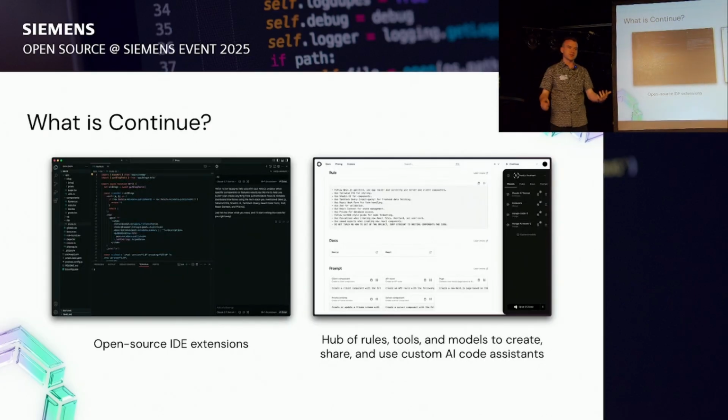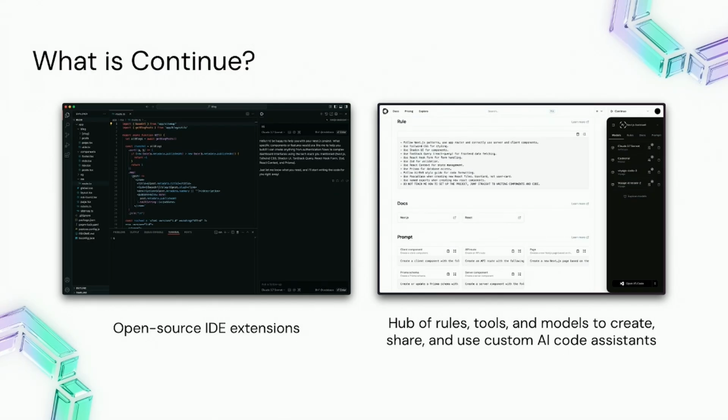And so very quickly, I'll answer a couple questions in case you're brand new. What is Continue? As Roger mentioned, it's an open source IDE extension, currently in VS Code and JetBrains, and we're in alpha with a CLI that you would also be able to use in other editors and IDEs. We're not going to talk about it a lot today, but we also have a hub of rules, tools, and models where you can create, share, and use custom AI code assistants. There'll be a way in which we talk about both of these, but more in a conceptual fashion.